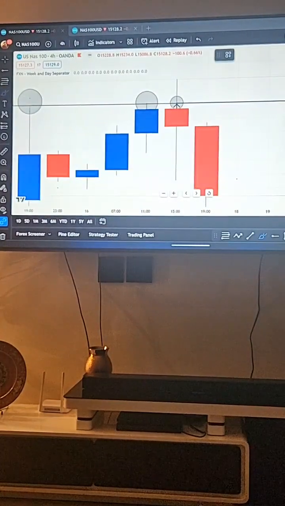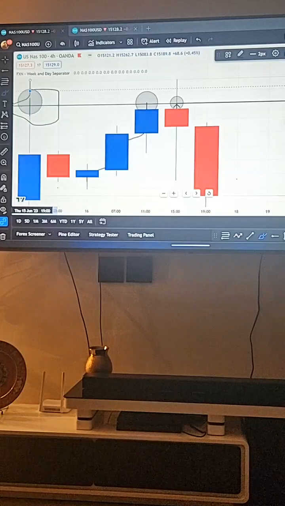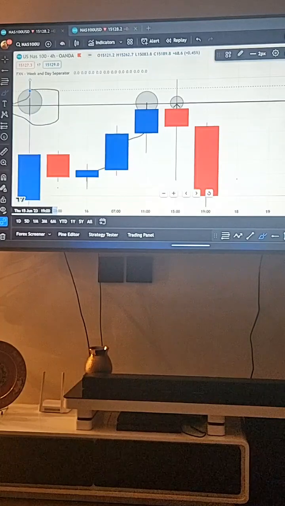So price pushes up, tries to take this liquidity, but fails. Which is telling you now that the buyers are starting to fail. The momentum within the buying power is failing. So what is this telling you?